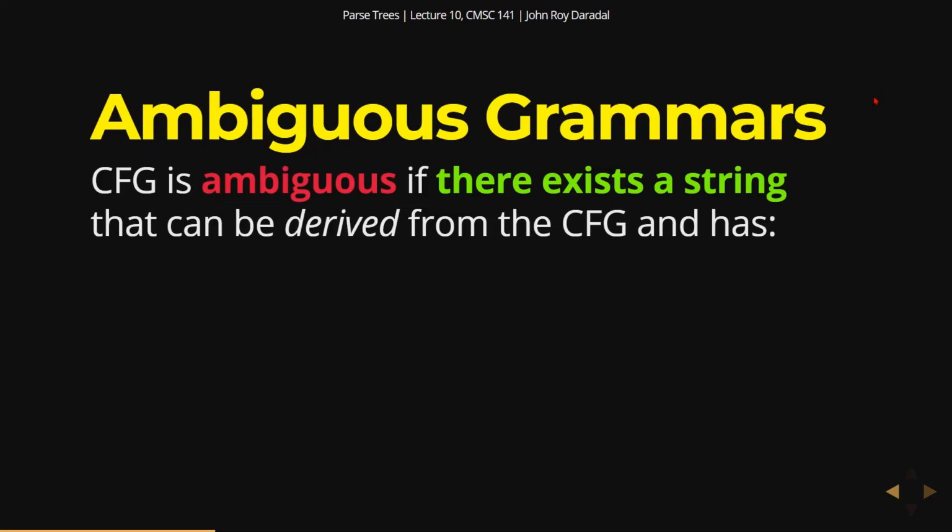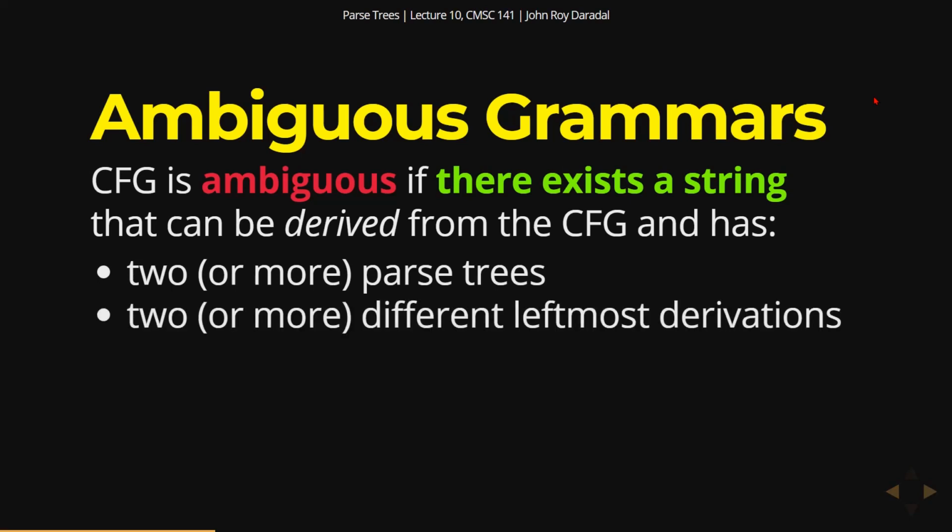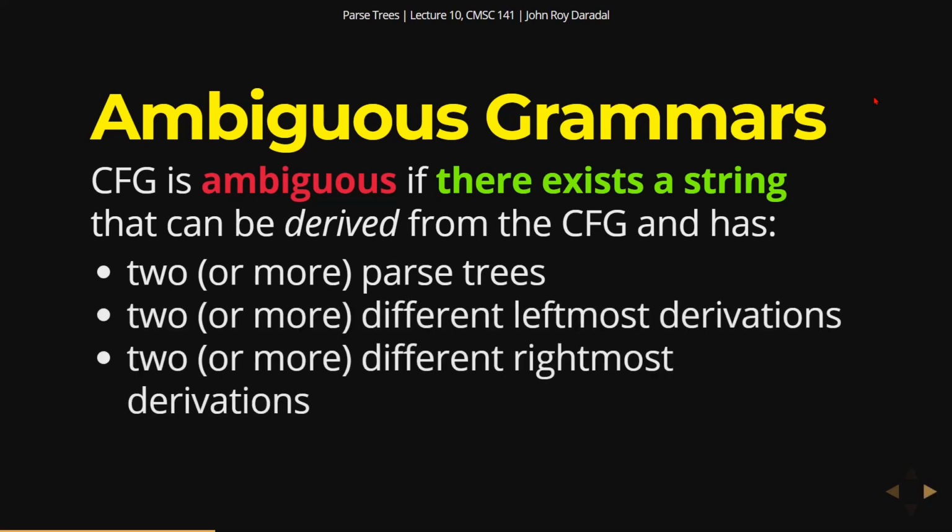Formally, a CFG is ambiguous if there exists a string that can be derived from the CFG and has two or more parse trees, two or more different leftmost derivations, or two or more different rightmost derivations. So if you have two different parse trees or leftmost or rightmost derivations, that means that the grammar is ambiguous.